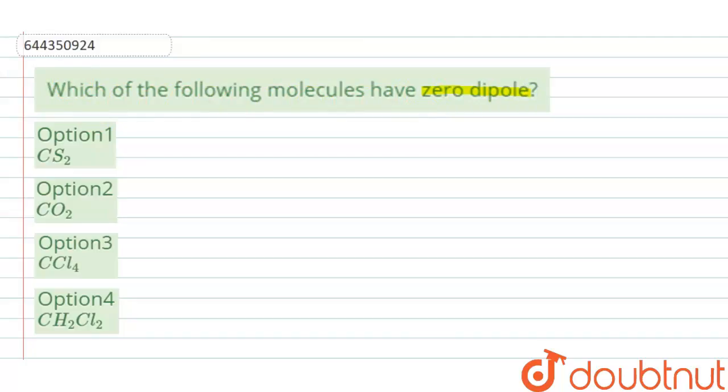The question is, which of the following molecules have zero dipole? So the dipole moment in a molecule arises when there is a separation of charge. And in the molecules which are having a covalent bond, the dipole moment arises from the difference in electronegativities.